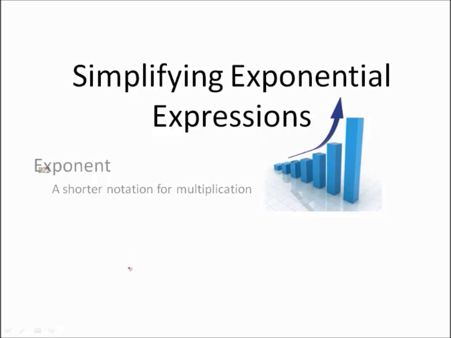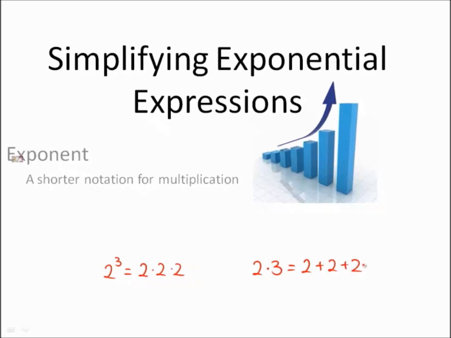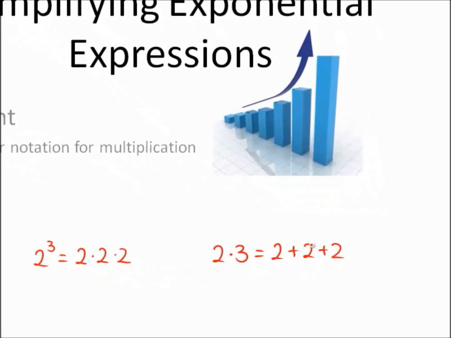For example, if you had 2 to the power of 3, that tells you to multiply 2 by itself 3 times. Analogously, you could be looking at multiplication, 2 times 3, as an addition statement of 2 plus 2 plus 2. Notice it's similar, where multiplication is a form of repeated addition and exponents are a form of repeated multiplication.